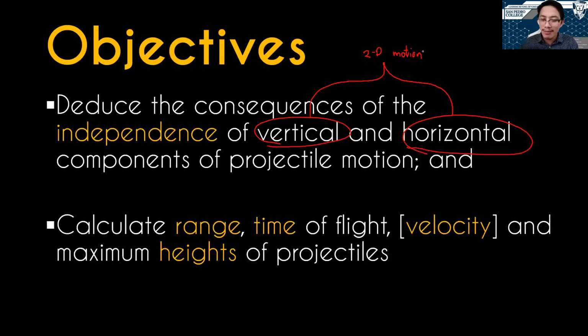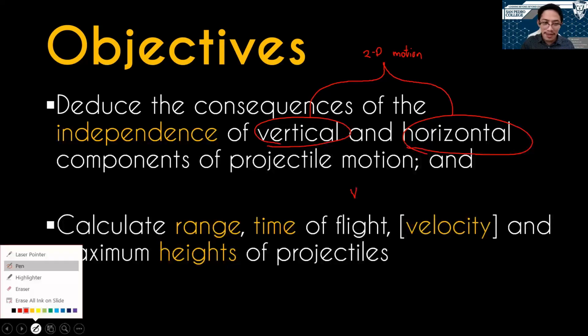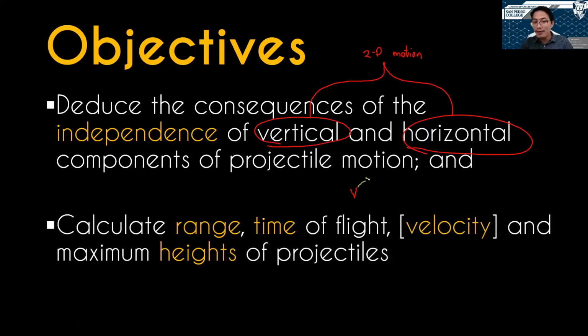Two-dimensional motion. Not like our previous discussion, where we only had one-dimensional motion: up, down, left, right. That was our only direction. But when we talk about projectile motion, we will be solving for the vertical and horizontal components of our motion. For example, if we have a velocity, that velocity has a horizontal component Vx and a vertical component Vy.